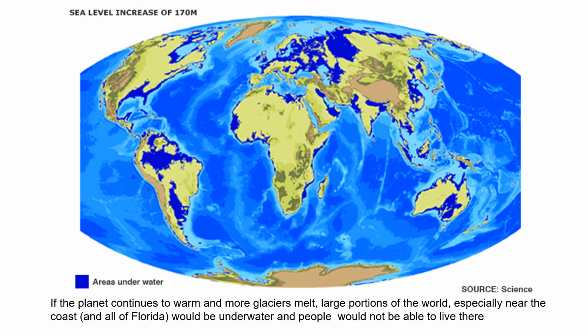Now, if the planet continues to get warmer, we know that more of our glaciers are going to melt. And there are places in the world, especially near the coast and most of Florida, that might end up underwater if too much glacial ice melts.